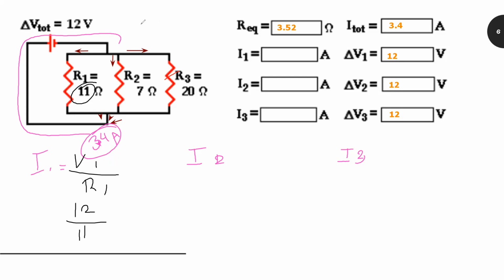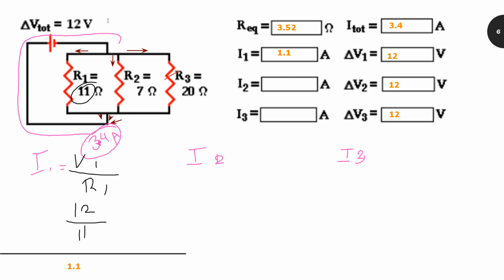So the current that's passing through the first resistor. So just 1 second, please. Here the answer is 1.09 or 1.1. So the I1 here will be 1.1 ampere.